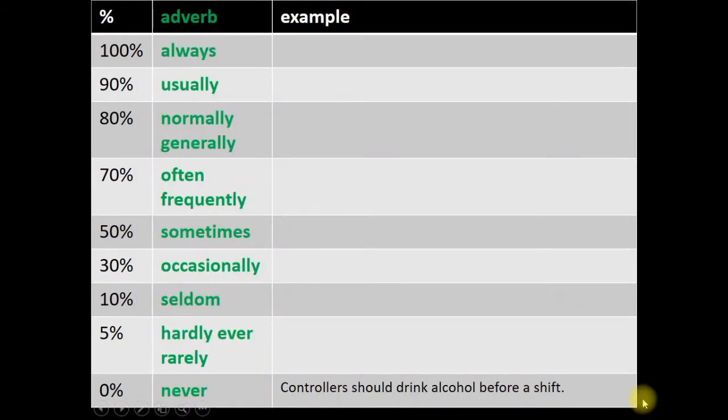Now let's look at some examples. Controllers should drink alcohol before a shift. How often is this true? It's never true. So where should we put never? Should never drink. Again, because should is a modal, so never should come directly after.